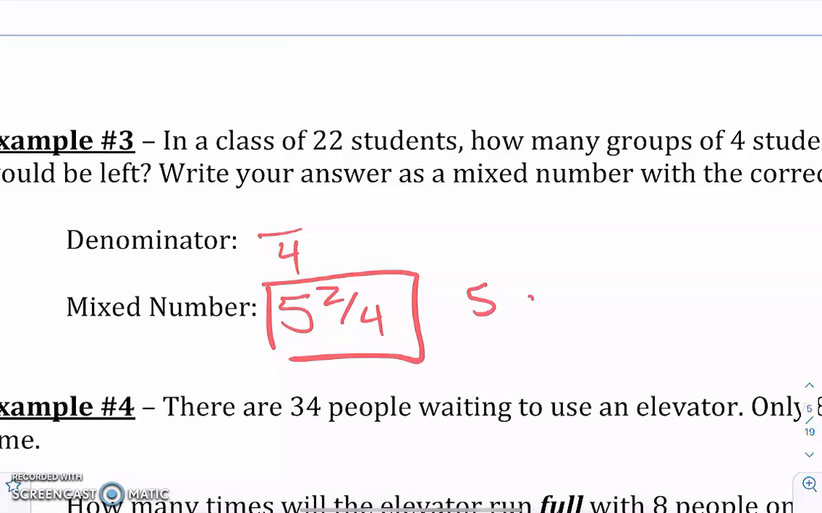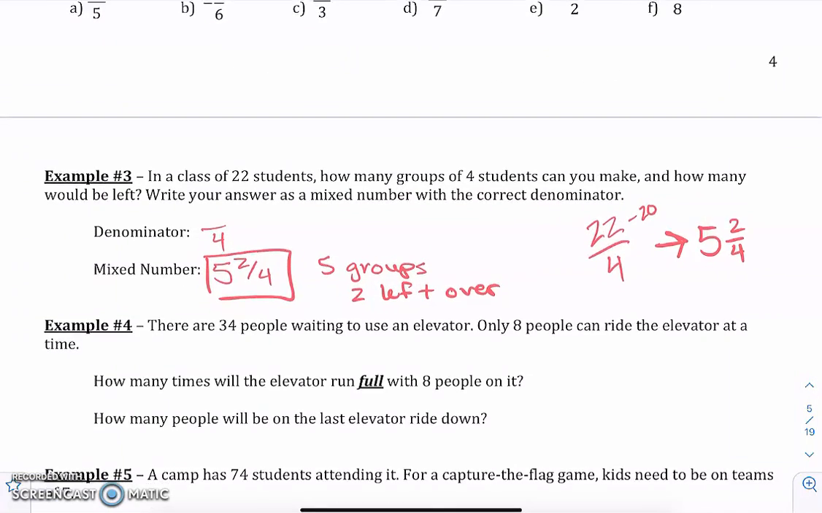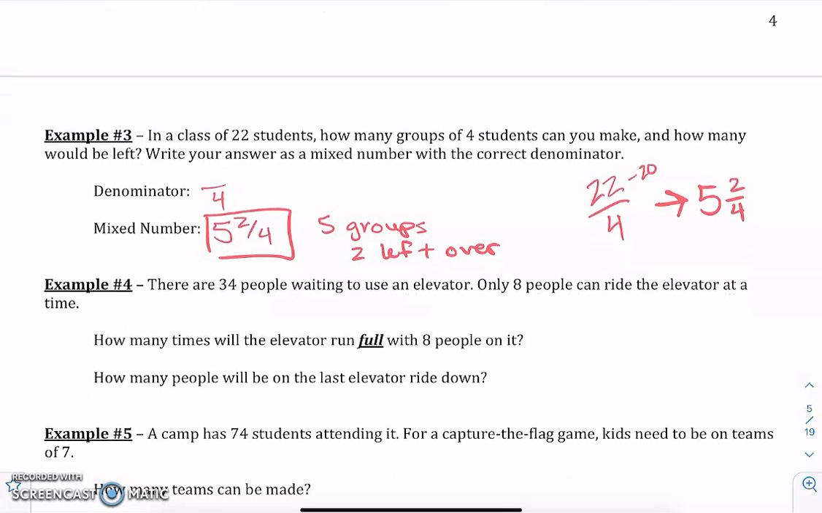So really what that means is you can make 5 groups, but there would be 2 left over that you would have to squeeze into other groups because those 2 couldn't make a full group.